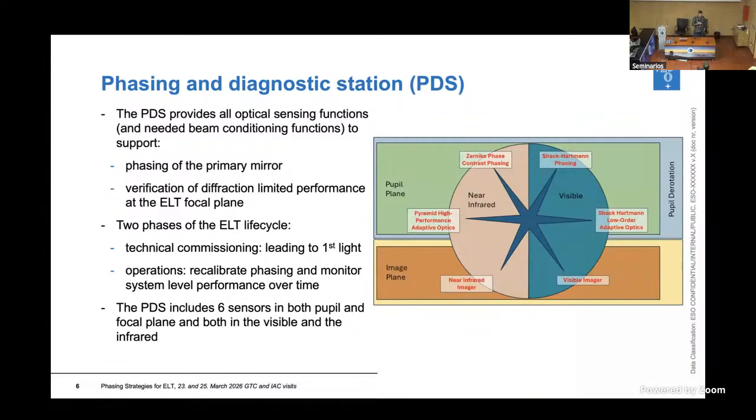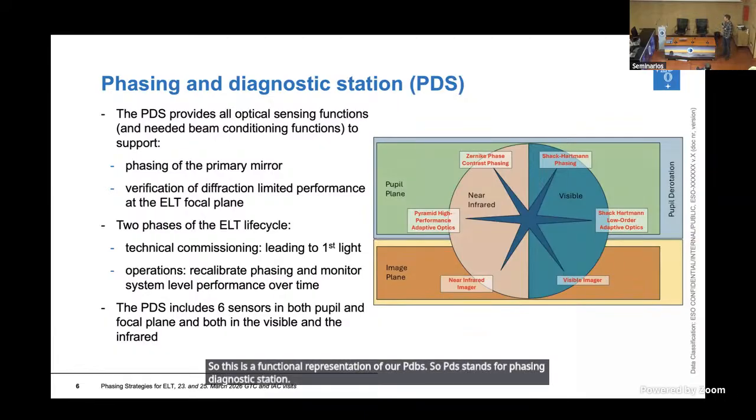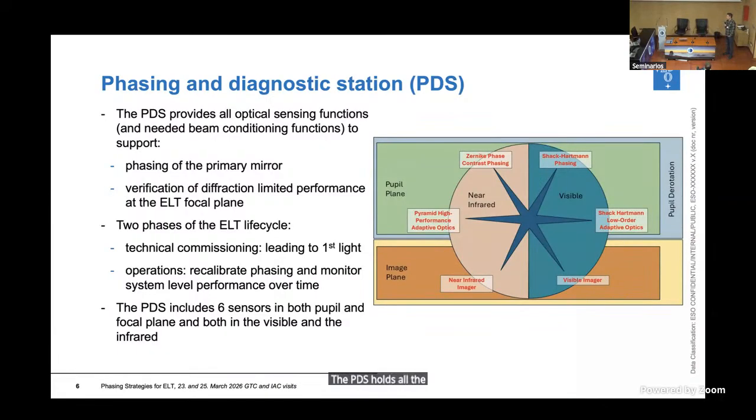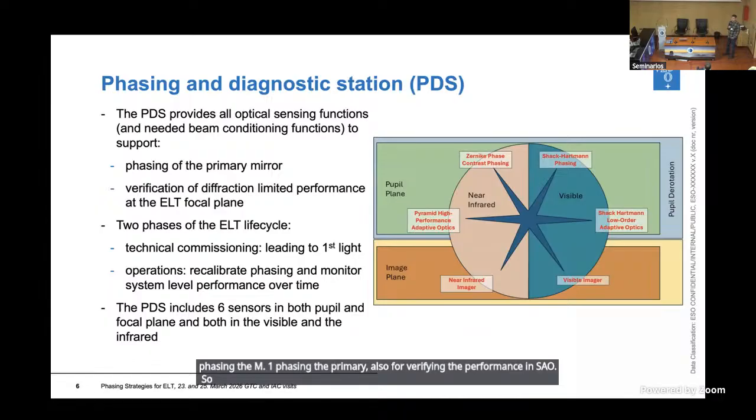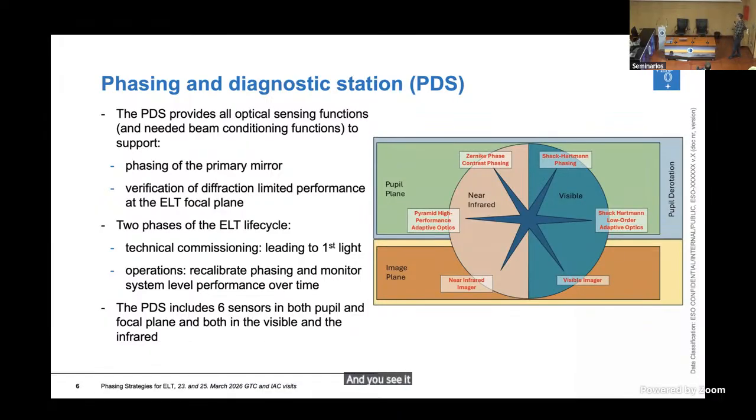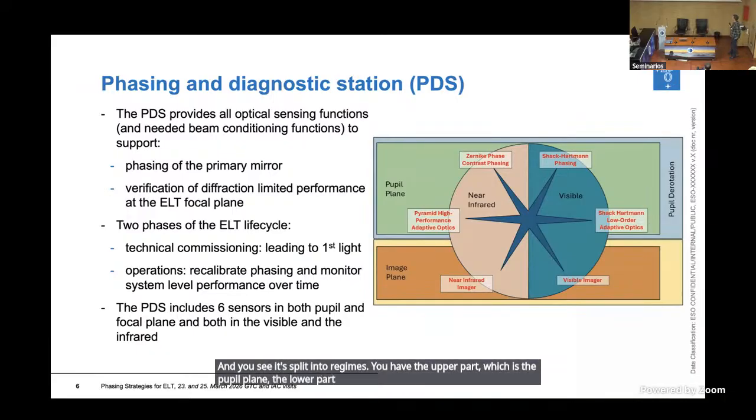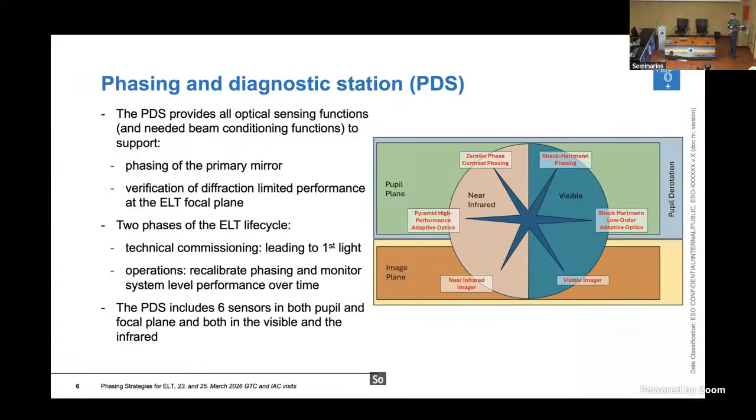This is a functional representation of our PDS. PDS stands for Phasing Diagnostic Station. The PDS holds all the sensors that are used for phasing the M1, phasing the primary, and also for verifying the performance in SCAO, so verifying top-level requirements. You see it's split into two regimes. You have the upper part, which is the pupil plane, and the lower part, which is the image plane. All in all, we have 6 sensors.